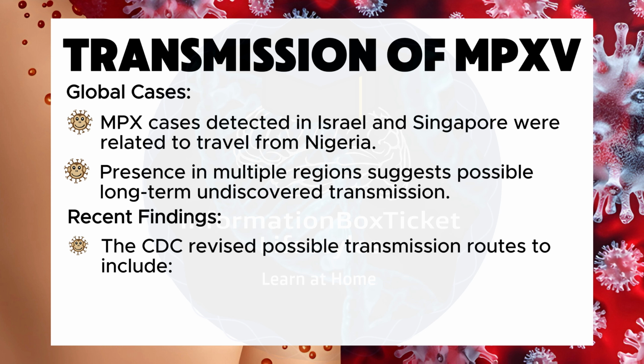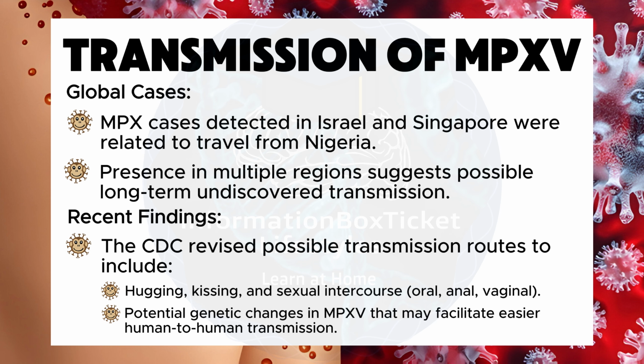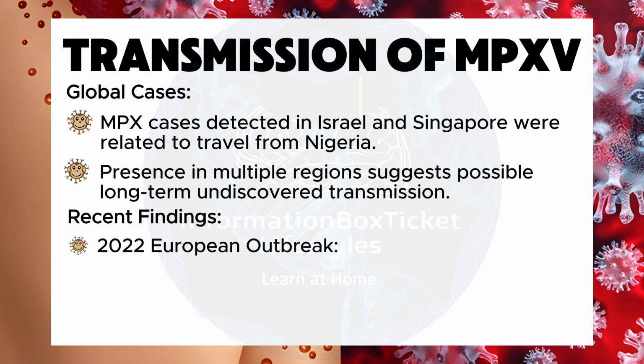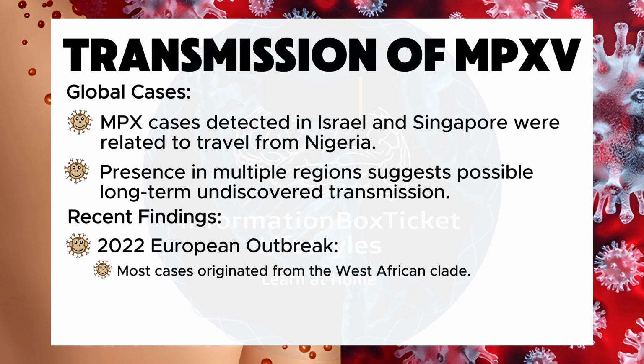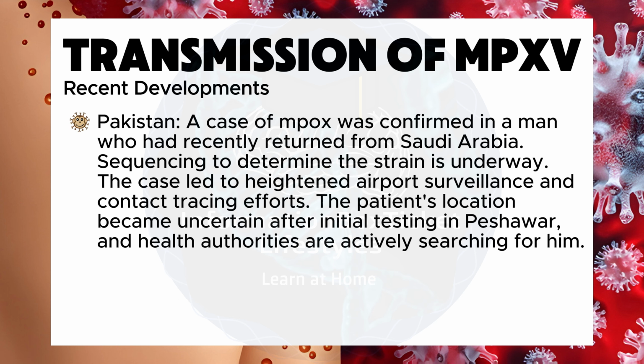Recent findings. The CDC revised possible transmission routes to include hugging, kissing, and sexual intercourse, oral, anal, vaginal. Potential genetic changes in MPXV may facilitate easier human-to-human transmission. 2022 European outbreak: most cases originated from the West African clade, indicating a limitation in interhuman transmission compared to other clades. Recent developments. Pakistan: a case of Mpox was confirmed in a man who had recently returned from Saudi Arabia. Sequencing to determine the strain is underway.